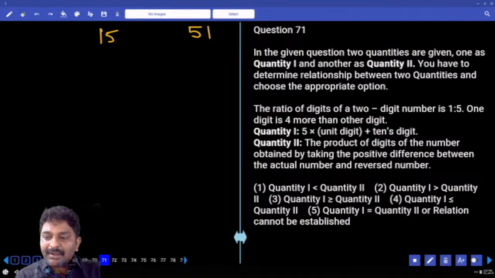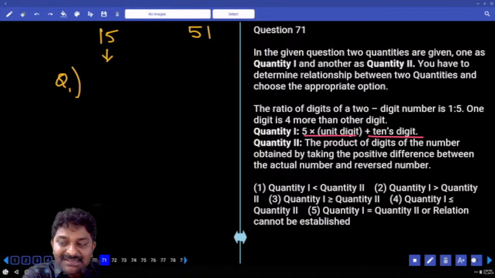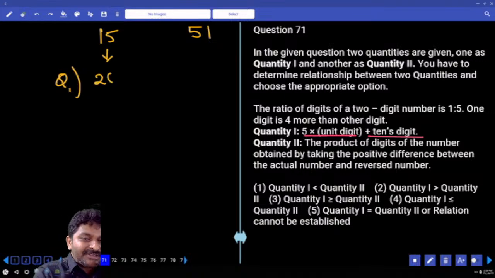Now Q1: 5 times the unit digit plus tens digit. If this is the possibility, according to Q1, 5 times the unit digit. What is the unit digit? 5, 5 fives, plus tens digit. How much is that? But there is the other possibility also: 5 times the unit digit plus tens digit. How much is that? 10. Got it? So in Q1 we are getting 2 values. Now go to Q2.